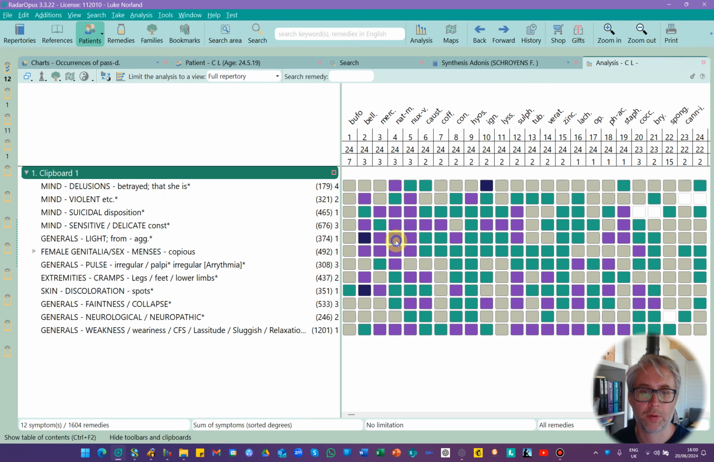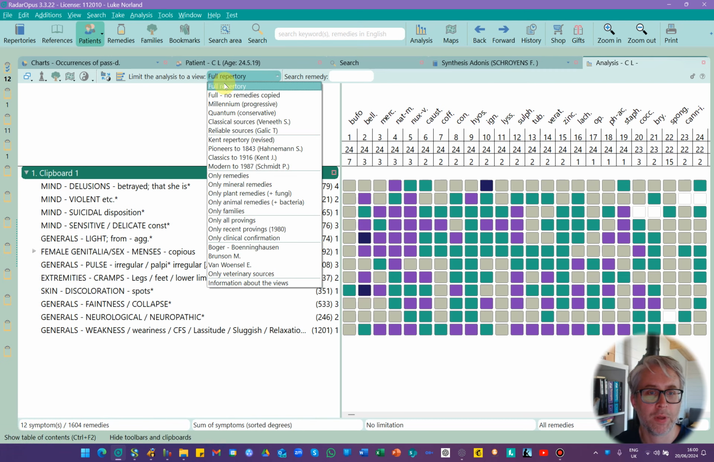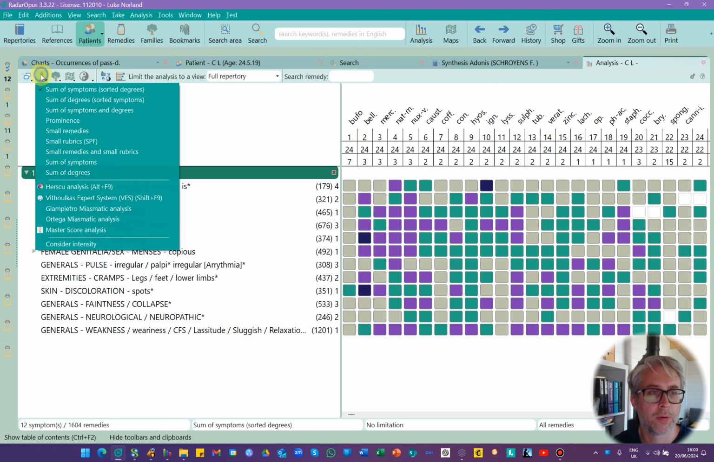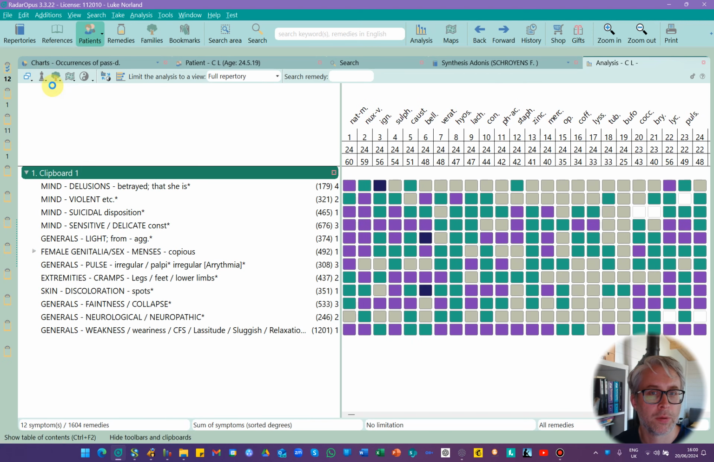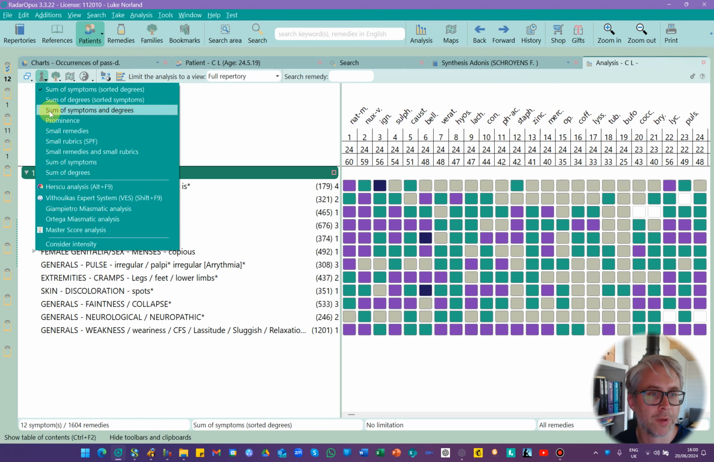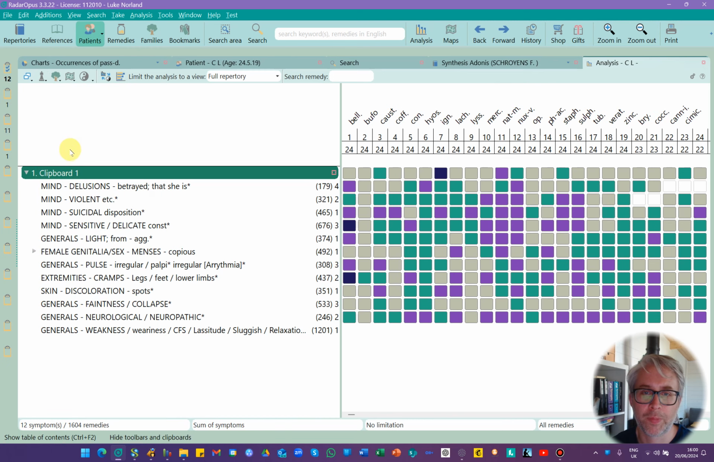Interesting, but we're not on page 1, are we? Oh, we are. Seems to be different now. Why is that? Full repertory. There we go. Sum of symptoms sorted degree. I think that was just looking at sum of symptoms, maybe. Yeah.